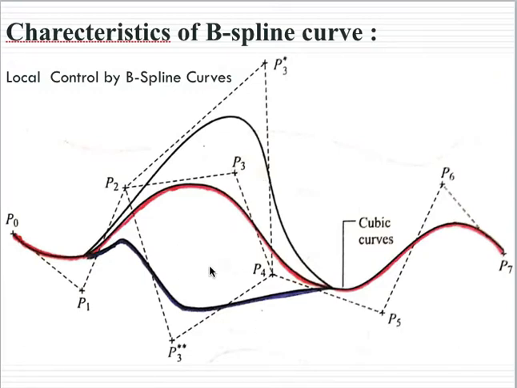The figure here shows the local control for a cubic B-spline curve by moving P3 to P3 star and P3 double star. The four curve segments surrounding P3 change only. The red line is the curve before changing P3 to P3 star or P3 double star. The initial points are P0, P1, P2, P3, P4, P5, P6, P7, these are the control points located, and the curve is generated as shown in red, right?